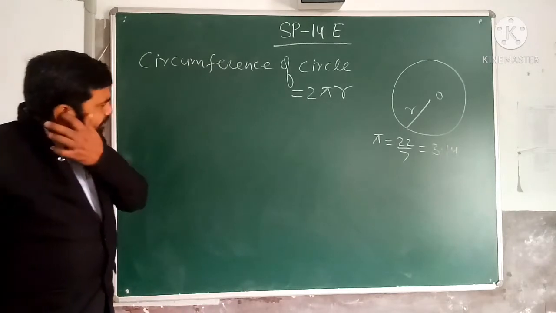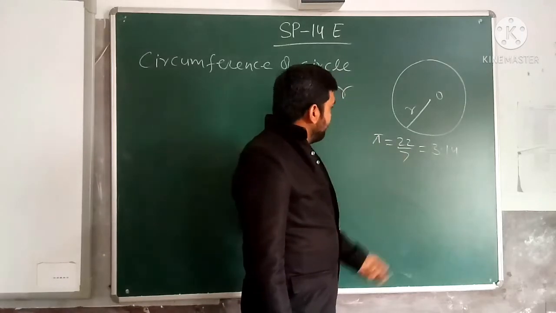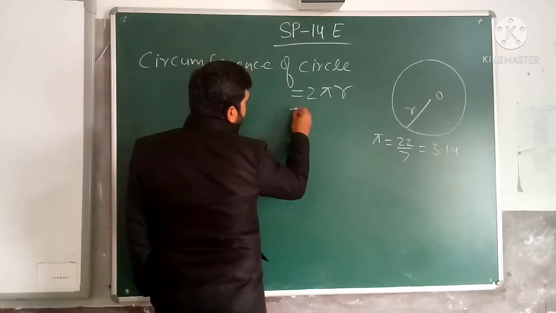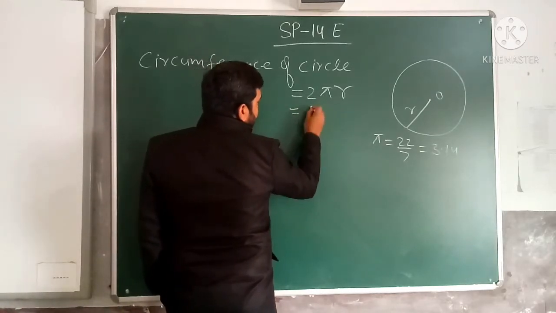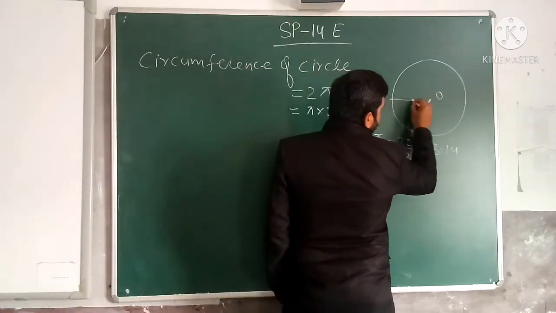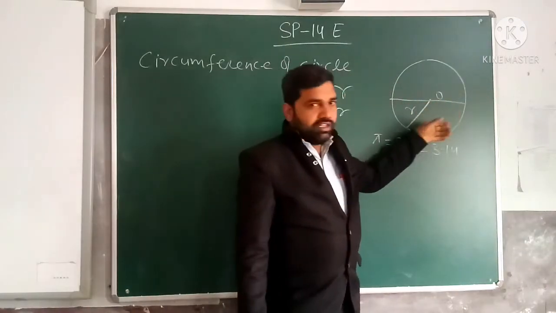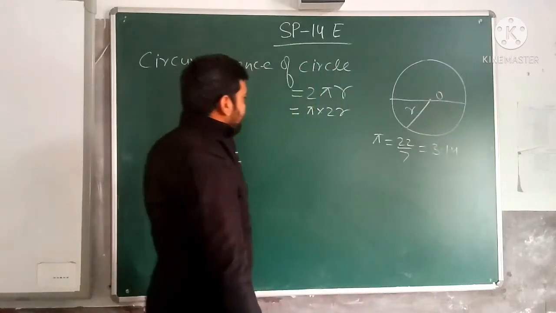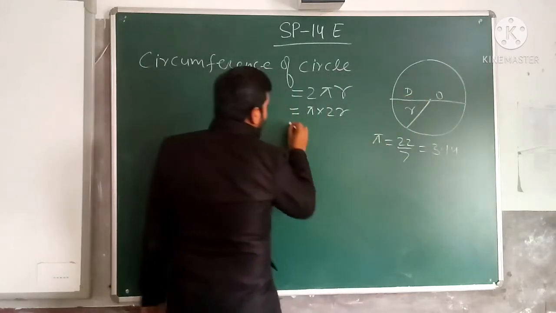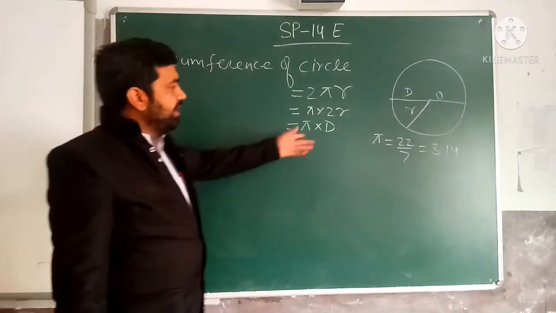The circumference of the circle is also pi into d, that is 2 into r, so pi into 2r. Twice the radius is called the diameter of the circle. The longest chord of a circle, which passes through the center of the circle, is called the diameter. The diameter is represented by capital D. So the circumference of a circle is pi into D also.